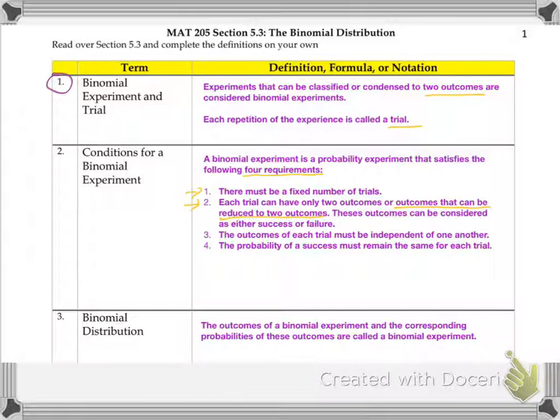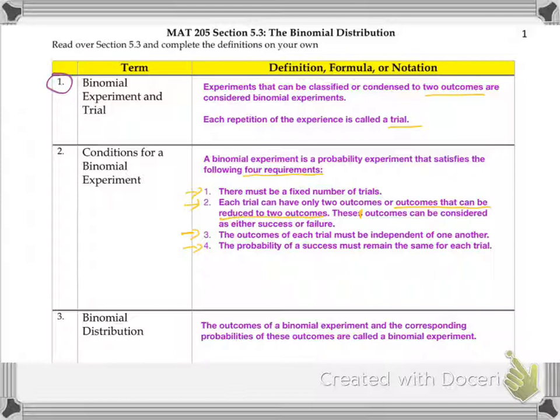These outcomes can be considered as either success or failure. Three, the outcomes of each trial must be independent of one another, right? And so you may need to go back over your notes from when we talked about what it means to be independent. And the last condition, four, the probability of success must remain the same for each trial. All right. So you need to make sure you understand and remember these four requirements for a binomial experiment.